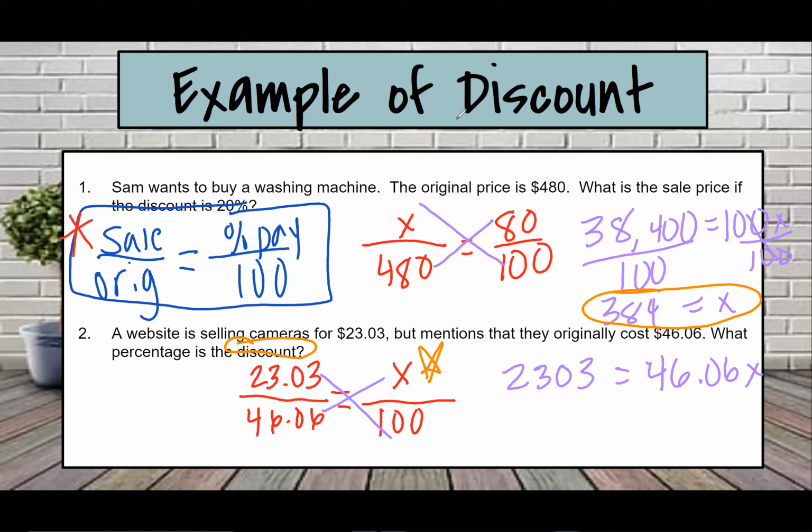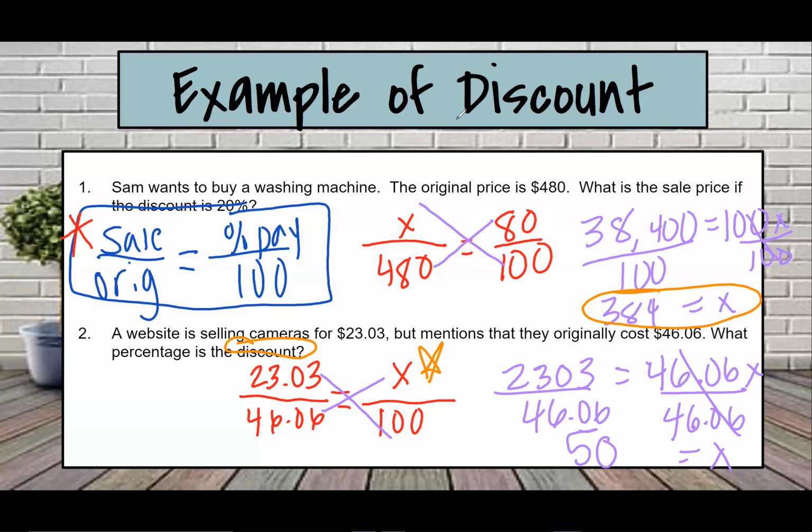And then we're going to divide by 4606. By the time we get done with this, boys and girls, you all are going to have the algebra unit memorized, because this is a lot of what we do in algebra. You're going to be like, oh, this is so easy. I got this. So 200303 divided by 4606. When I did that, I got 50.